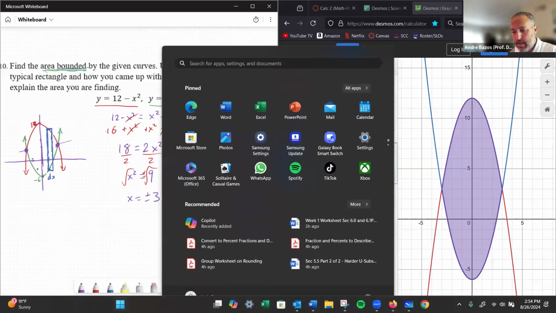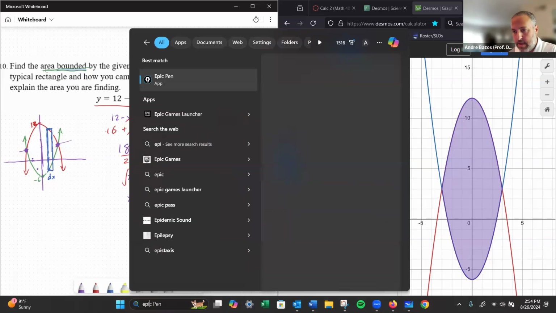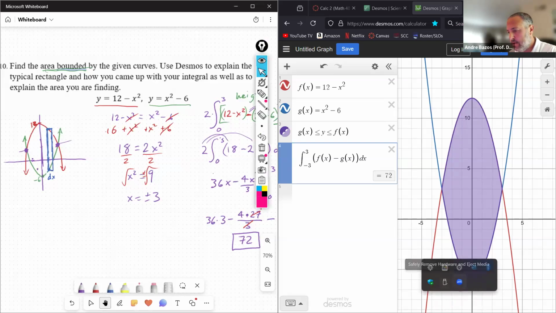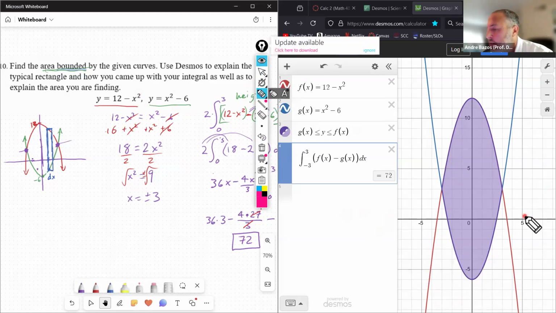Epic Pen isn't open. Epic Pen just allows me to graph on here. So we can think of graphing right here.